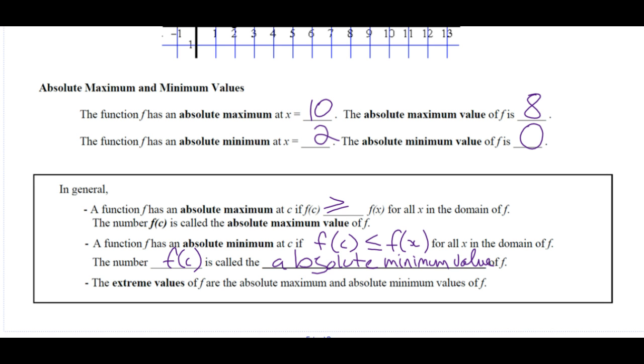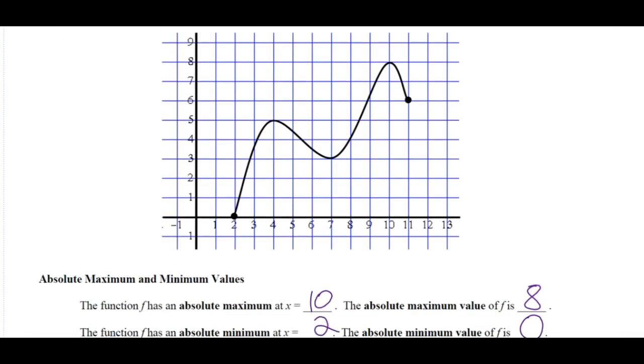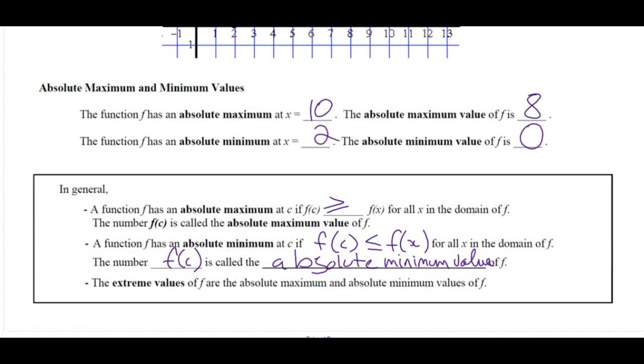The extreme values of f are the absolute maximum and absolute minimum values of f. So the extremes, the largest and the smallest. The plural of extremum is extrema. It ends with an a.